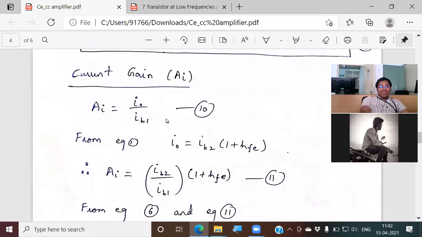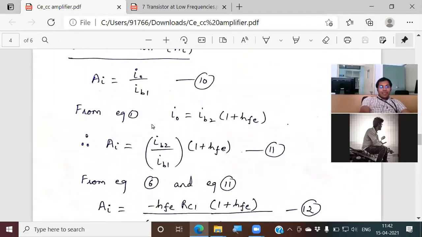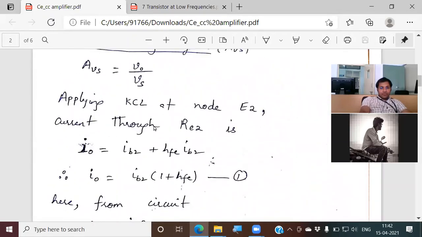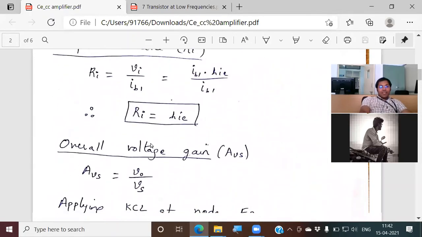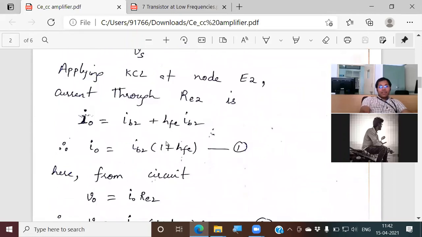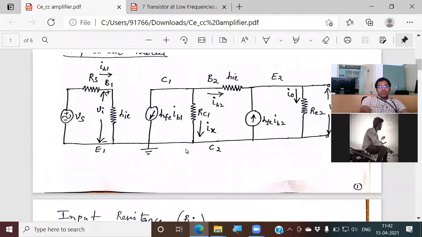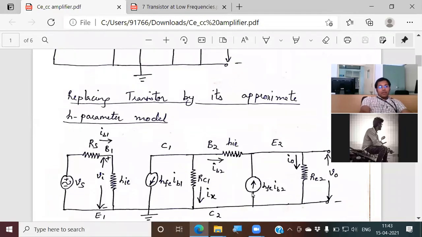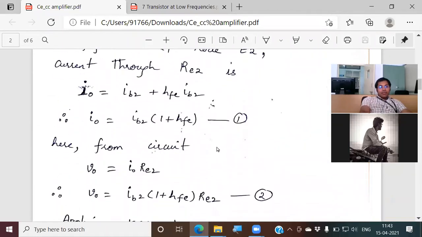Now let us get the expression for I naught. When I was deriving voltage gain, I already found the expression for I naught. Let me not repeat it. Let me directly take that equation. We saw I naught was IB2 plus HFE IB2, so I naught is IB2 into 1 plus HFE. We already did that in the last class. Let us directly take it.